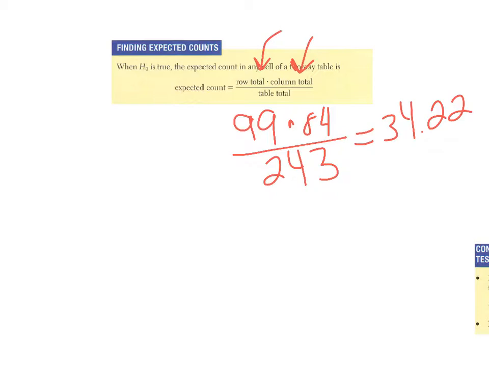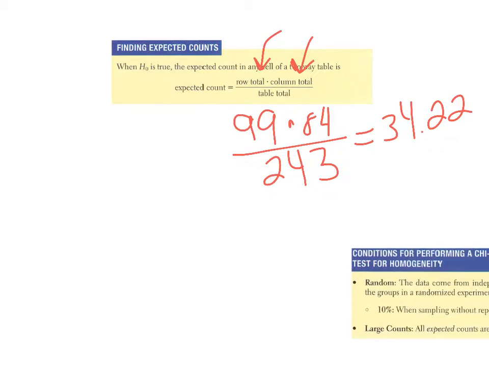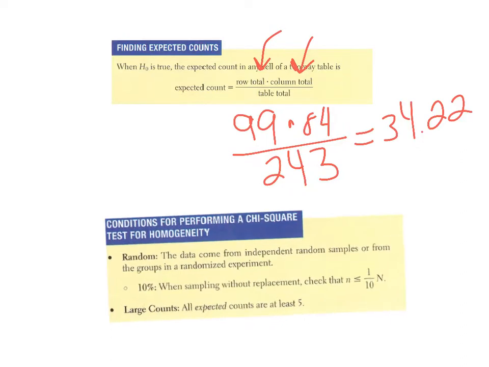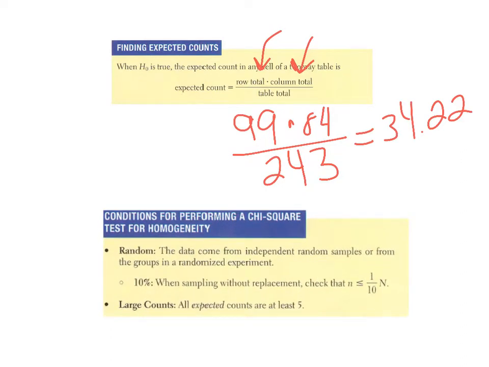Also, when you're doing a significance test, like always, you need to check conditions. So the conditions for your chi-square test for homogeneity are the same as always. They need to be a randomized experiment, or from independent random samples. If you're sampling without replacement, so basically you're not doing an experiment with volunteers from a very specific population, you have to meet your 10% rule. And your large counts rule is a little bit different here. Well, it's not different from the last chi-square.